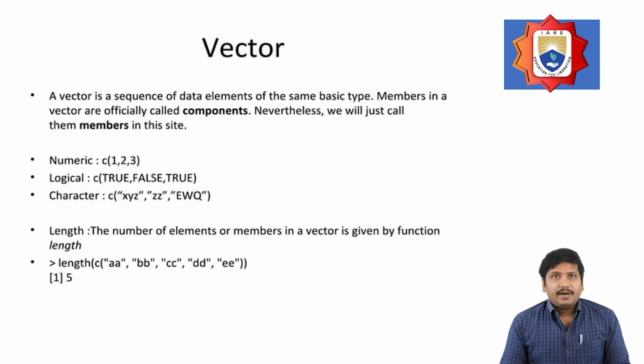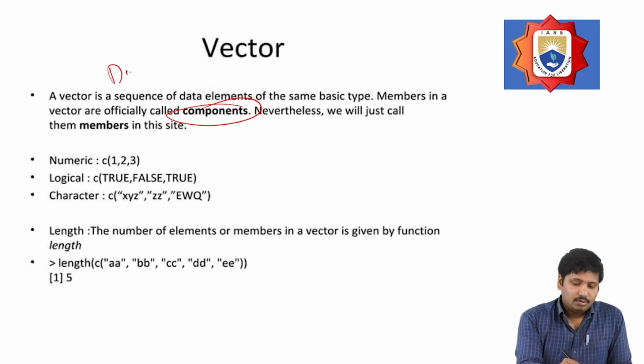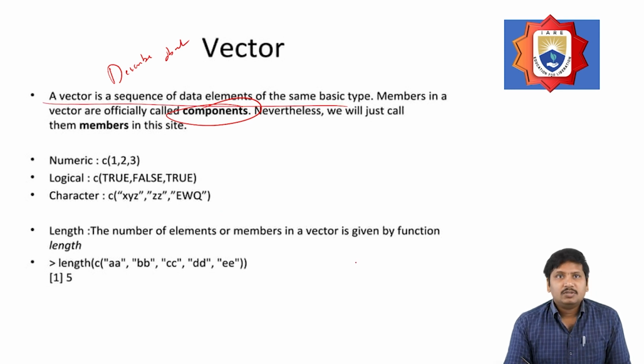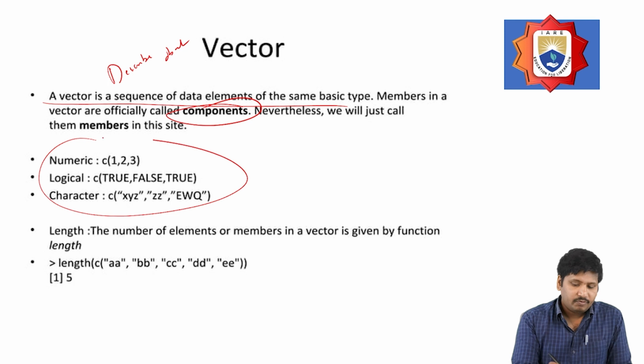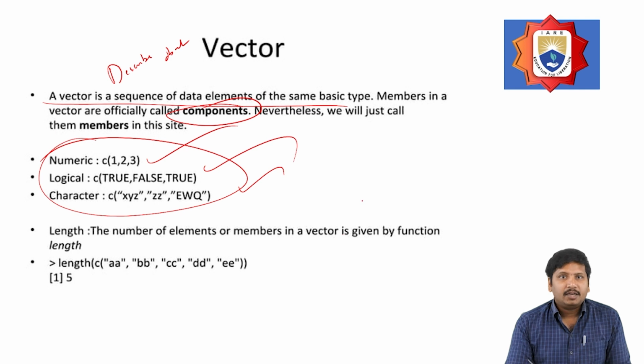And next, about vector. So what about vector? A vector is nothing but a sequence of data elements of the same type, and this vector is officially called a component series. So if I'm going to describe a vector, it is nothing but a sequence of elements. And what are the types of vectors? It should be a numeric vector, a logical vector, and a character vector.